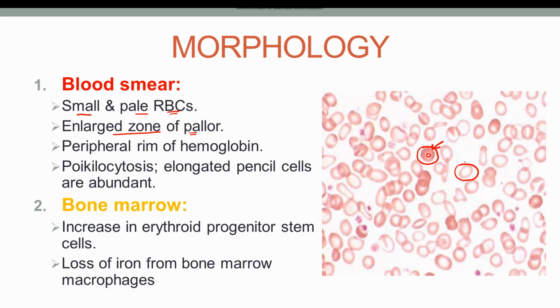whereas in this case the red blood cell is pale and the central zone of pallor is rather enlarged, and the hemoglobin is only present in the periphery, forming a peripheral rim of hemoglobin. The blood smear also reveals poikilocytosis.